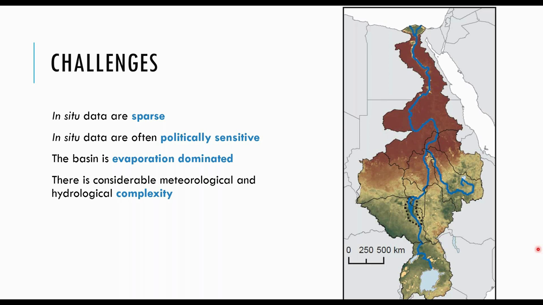And finally, as I noted already, there's considerable meteorological complexity in this basin. We have these different rainy seasons dealing with tropical convection that can be very difficult to predict and even to monitor. And also hydrological complexity. And that's true across the basin, particularly if we think about the White Nile coming through these highly evaporative equatorial lakes and on into South Sudan. And this dotted line roughly shows where the Sudd wetlands is that I'll be talking about later, which is a very difficult place to model.